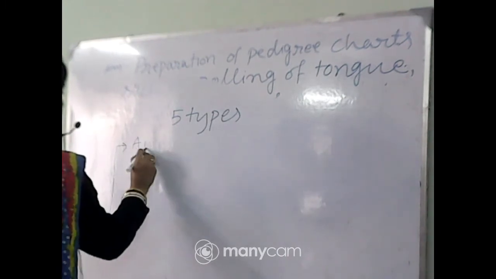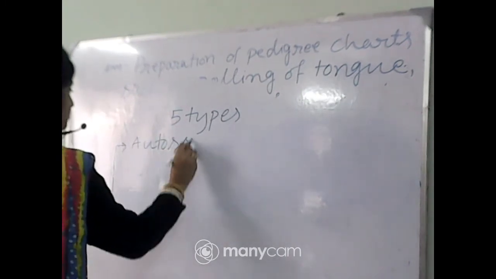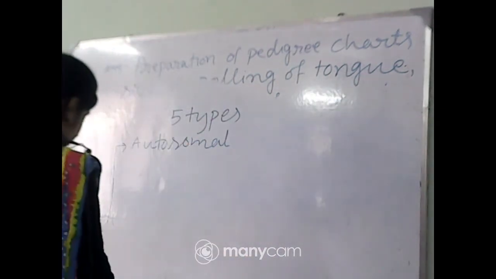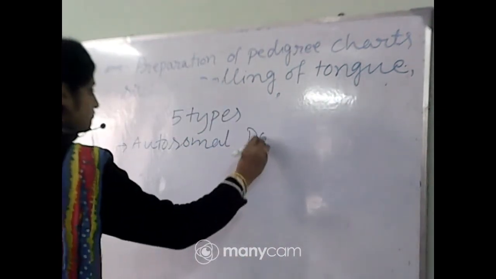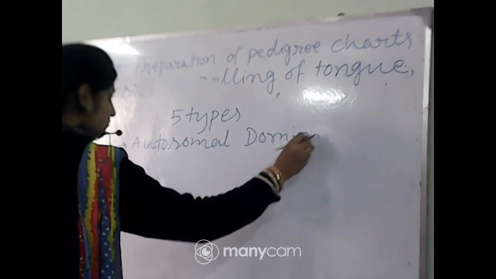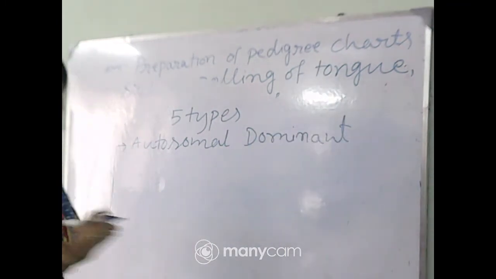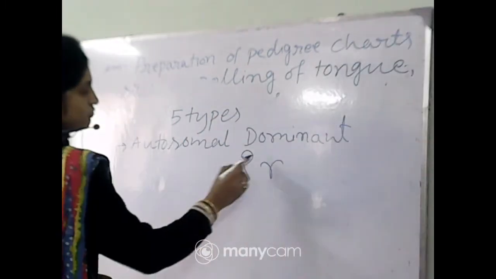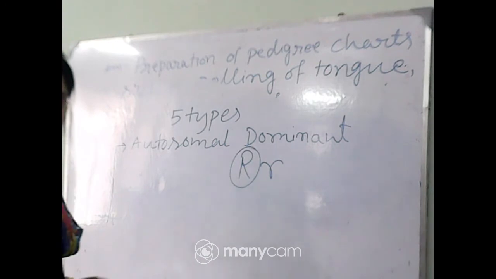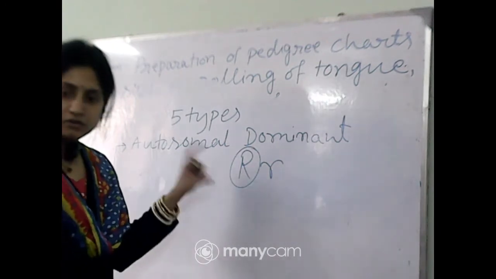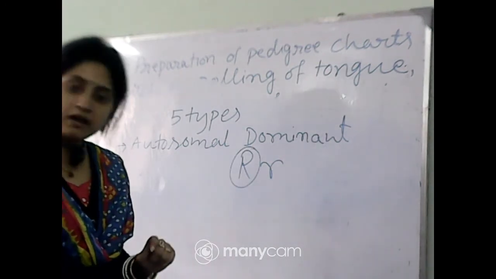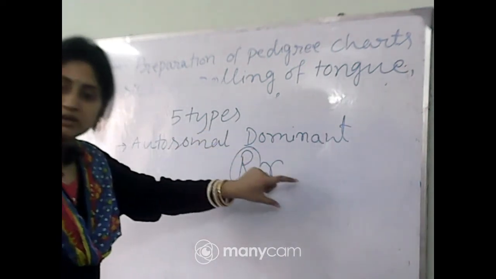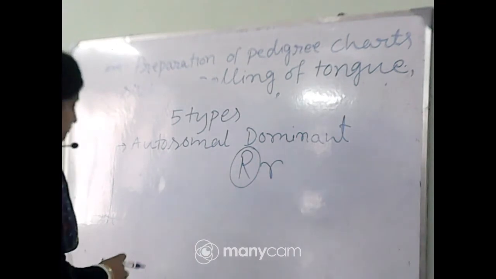Okay, that is autosomal dominant. Dominant means, you know that if there is a capital letter and a small letter present, the large capital letter is known as the dominant and the small letter is known as the recessive. Autosomal dominant means only these dominants are affected, not the recessive.